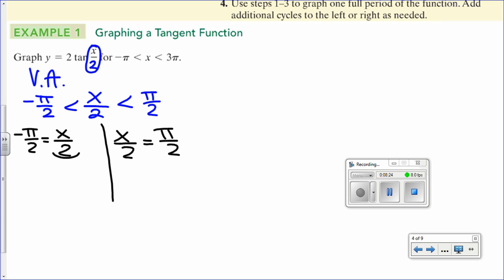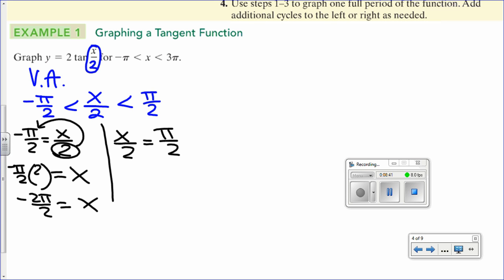So this 2 down here is dividing the x. So if I take that across, it's going to multiply. So we will have negative pi over 2 times 2. And so that will be negative 2 pi over 2. That equals x. And so that will become negative pi. So that will be the first one of our vertical asymptotes.